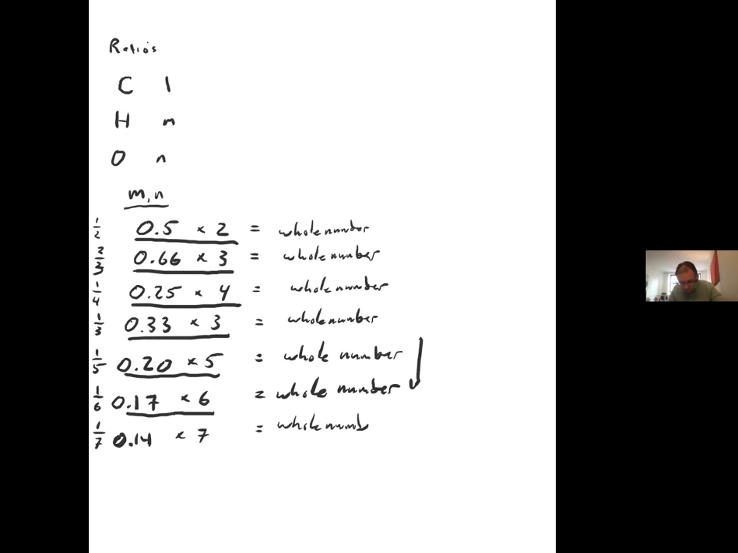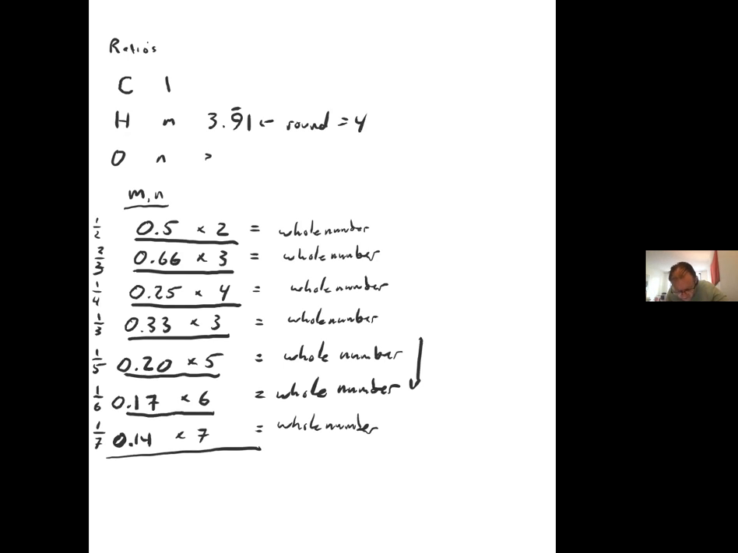Okay. So just to remind you, if you're in a situation where you've got, let's say, 1 there, and you've got, I don't know, 3.91, if this is a 9, then you can round it. Just round it to 4. You don't have to multiply it by some number to get it to a whole number.